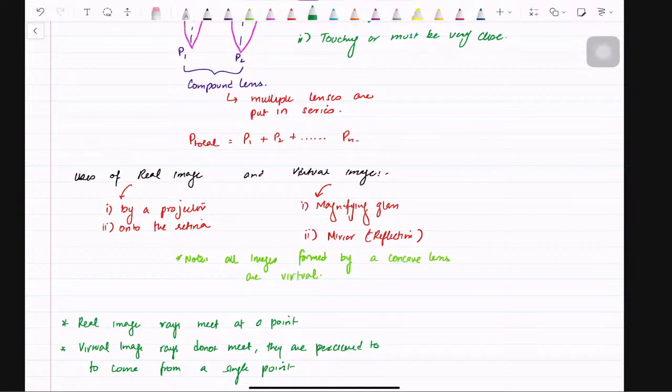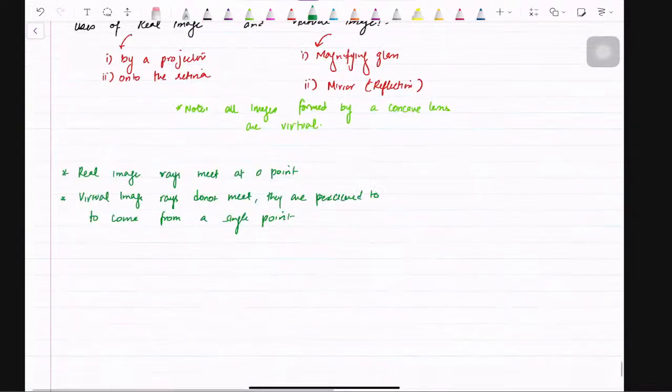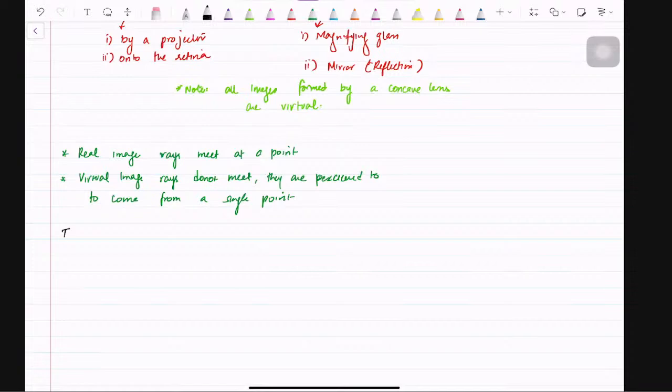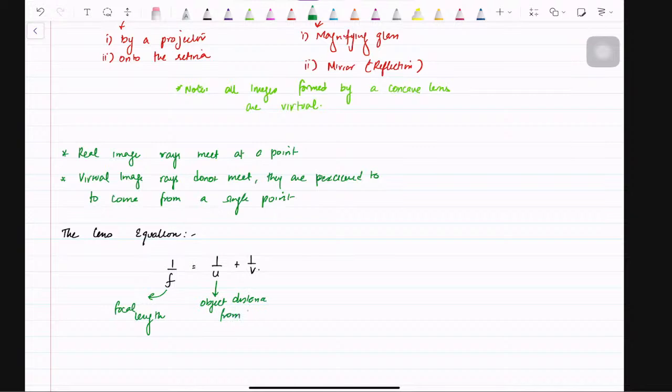Cool. Now, one very simple equation that I want to tell you is called the lens equation. The lens equation is 1 upon f equals 1 upon u plus 1 upon v. No matter what kind of image this is, you need to know three things. This is the focal length, this is the object distance from lens, and this is the image distance from lens. Okay, is that clear? Yes.